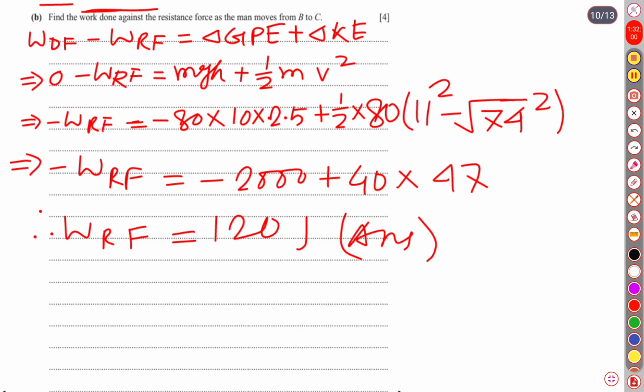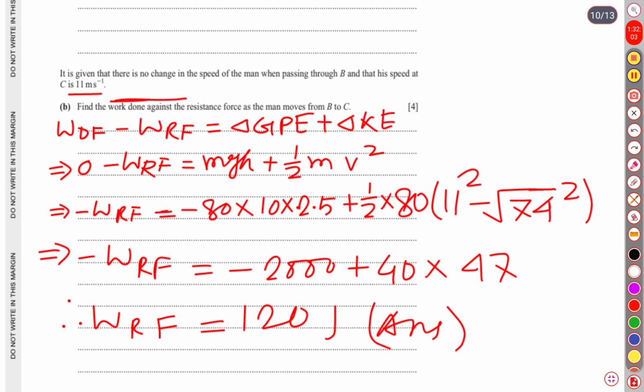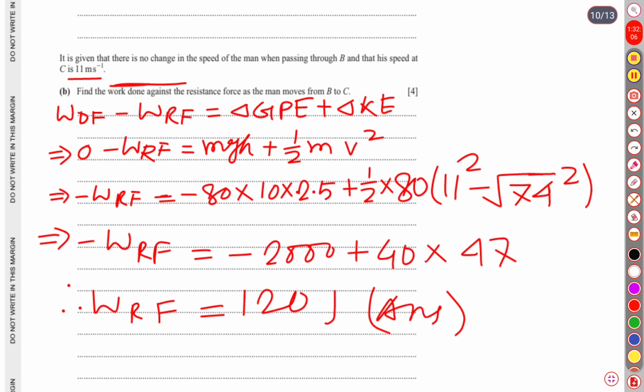They have told us to find the work done against the resistance force of the man when he is at C. So our answer is 120 joule. So easily it can be solved by applying the work energy equation.